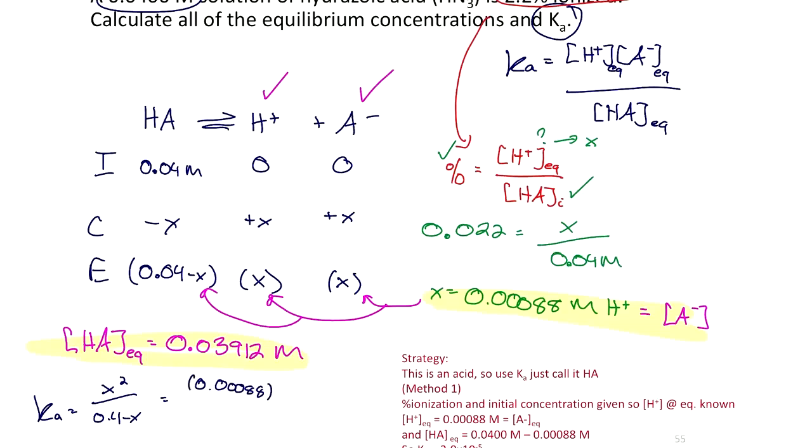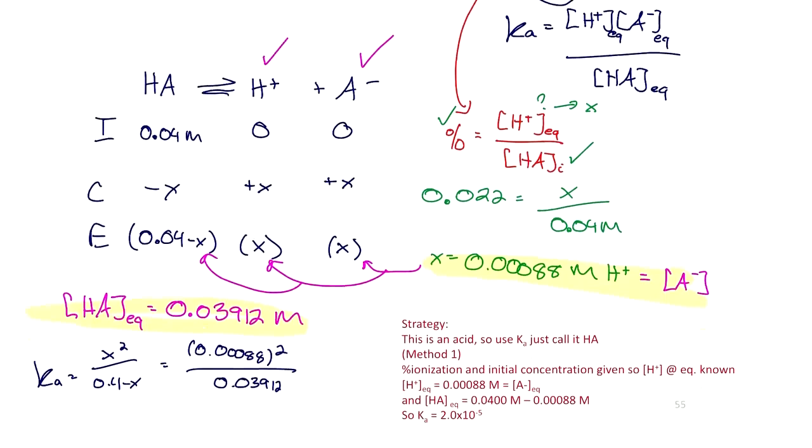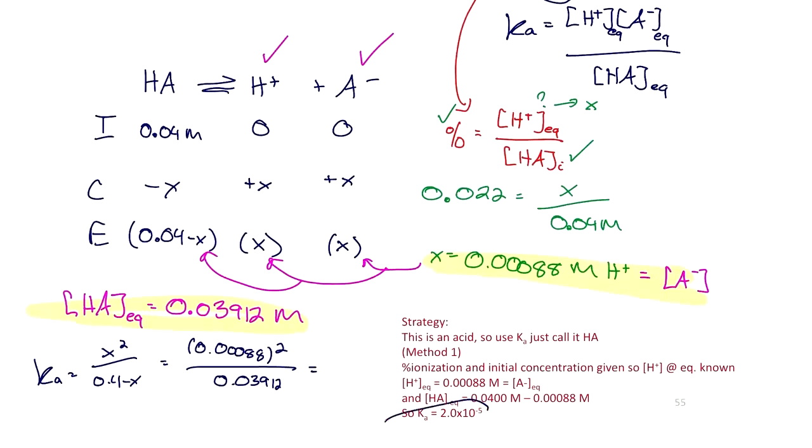So 0.00088 squared, again, do not make the approximation. You know what X is, over 0.03912 molarity. And so we get, what's my answer? Ka is 2 times 10 to the negative 5. Okay, so that is a method 1 ICE table where percent ionization gives you a hint at the equilibrium line, and you can fill in the rest and calculate what K is.